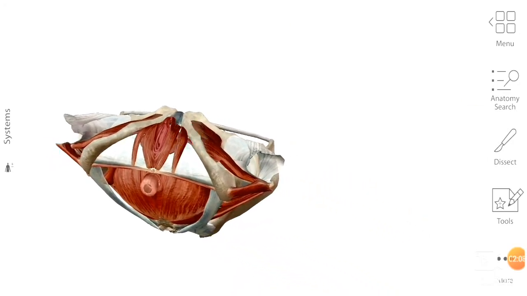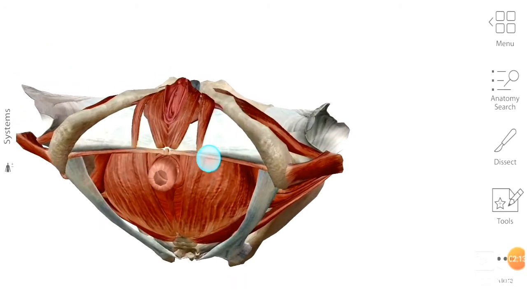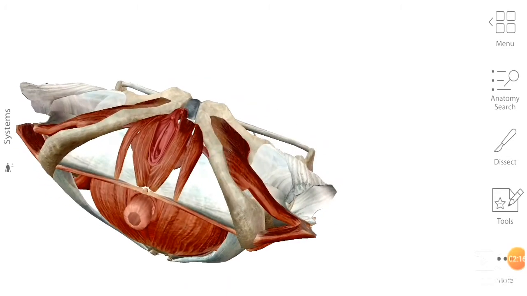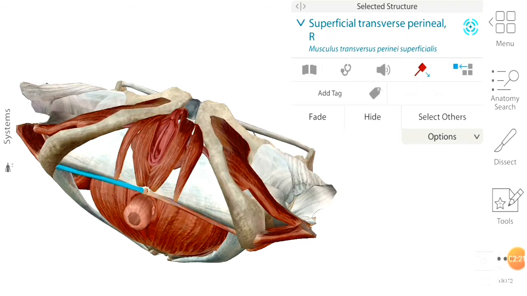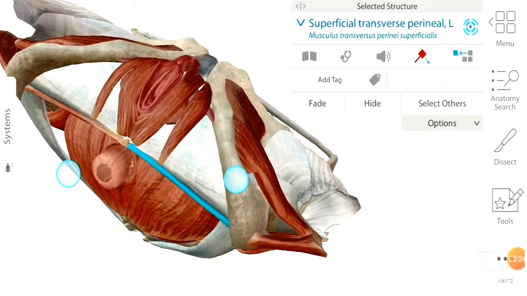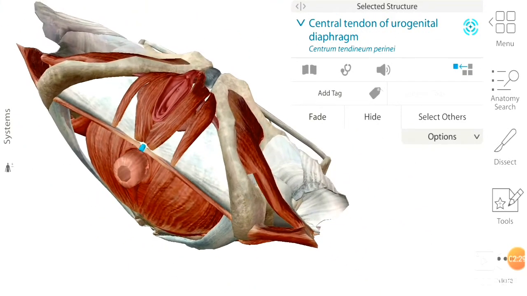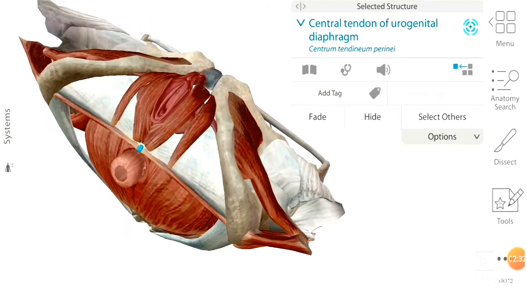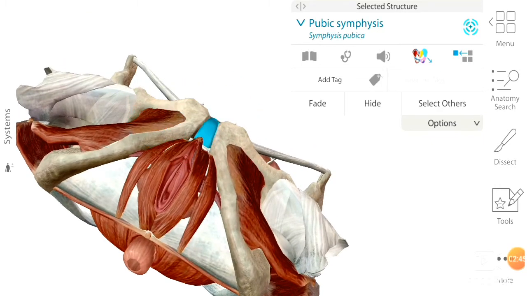The triangles are named with respect to the contents of the triangles in both males and females. The urogenital triangle in males includes the urethra, and in females it includes the urethra and vagina. And the posterior triangle of the perineum in both females and males has the anal canal, the GIT, which opens out as the excretory system. Some of the structures I am going to highlight here are the superficial perineal muscle and the central tendon of the urogenital diaphragm, that is the perineal body, and the perineal membrane.